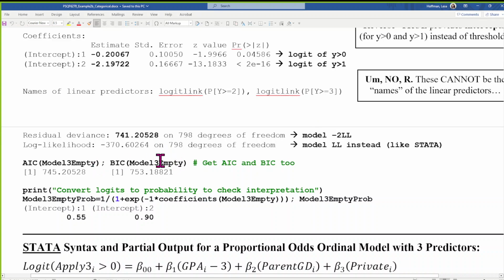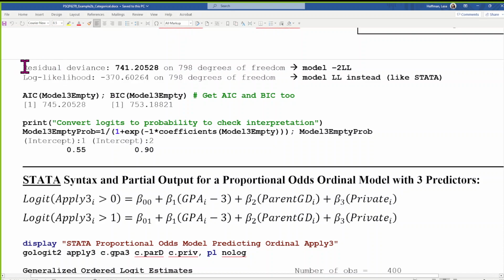In this package, it gives you something called residual deviance, which is the -2 log likelihood directly, so you don't have to do anything to ask for that. And then it gives you the log likelihood. So log likelihood -370 times -2 is where the 741 comes from. So those are telling you the same thing in different metrics.